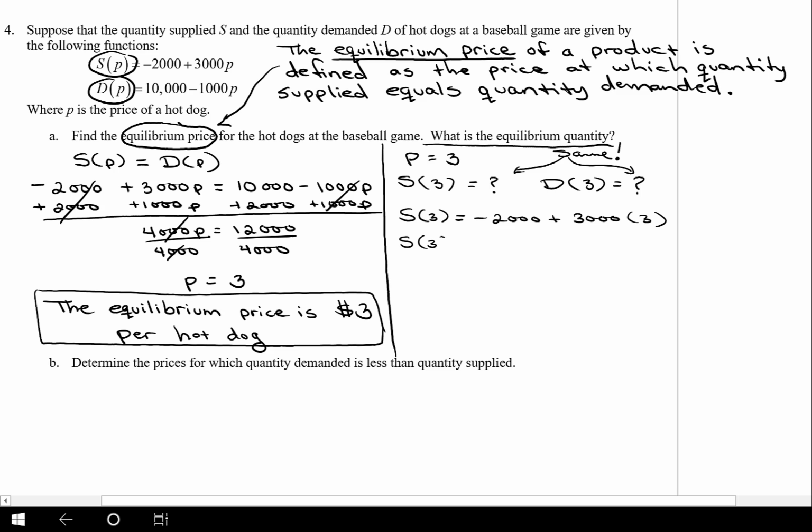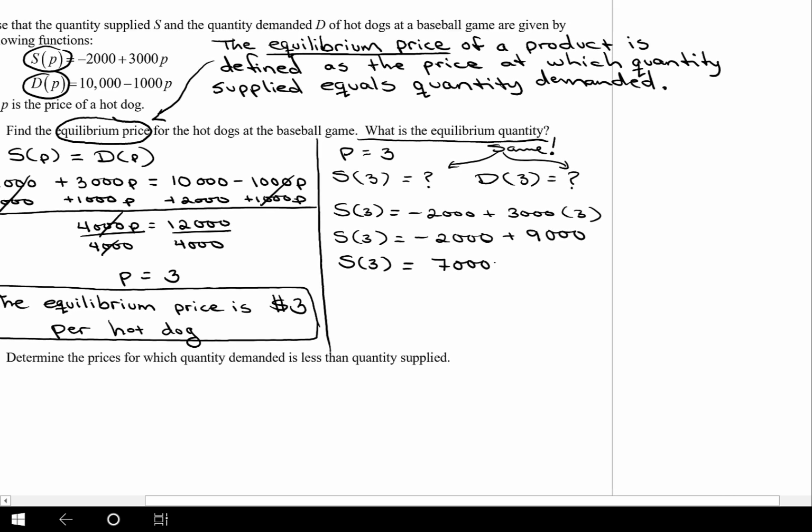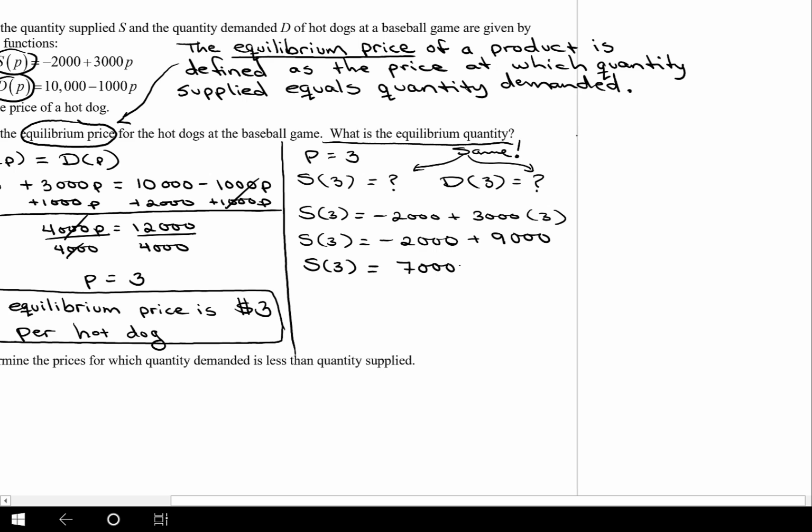All right, let's substitute into the S of P first. So S of 3 is going to be equal to negative 2,000 plus 3,000 times 3, which gives me 9,000. And then negative 2,000 plus 9,000 is 7,000. So that's telling me that we're going to have 7,000 hot dogs as our equilibrium quantity.